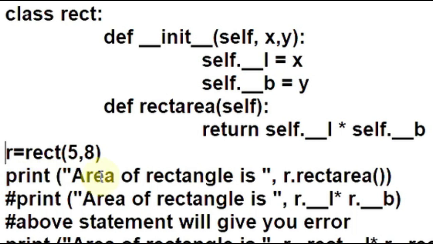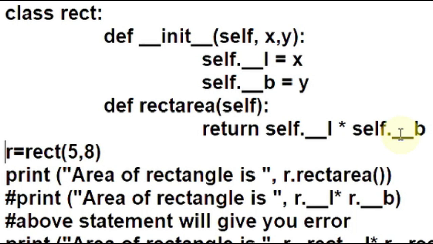Now you get a message on the screen, area of rectangle is, and you are invoking the rect area function. Because rect area is a public method, it can be called from the main function. Control will jump over here. It is returning the multiplication of length and breadth attributes. See, though these length and breadth are private attributes, they can be easily used within the body of the function. And because this rect area is within the rect class, there will be no error in accessing these private attributes. So the multiplication of 5 and 8 will be returned and displayed.